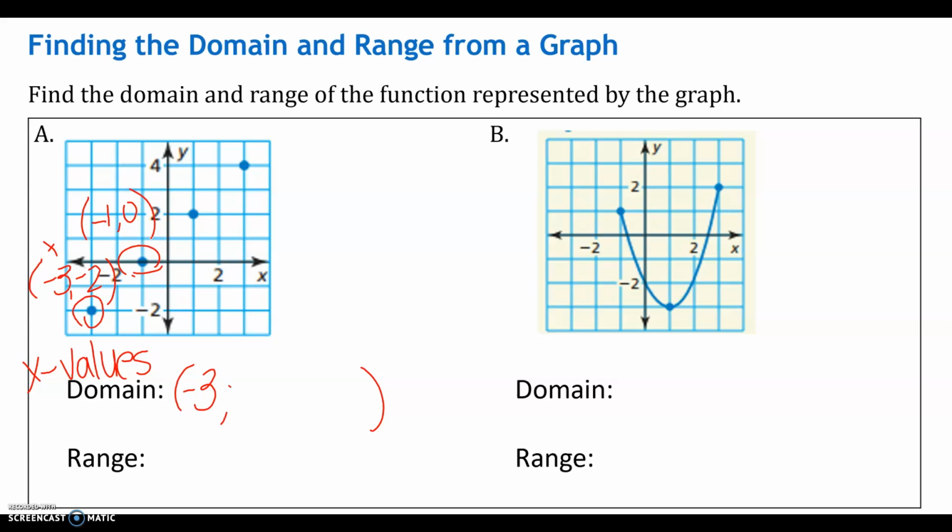Was -1, 0. So -1. This point right here was 1, 2. So 1. This point up here was 3, 4. So if you notice, all of these values I just wrote down were all of the x values.